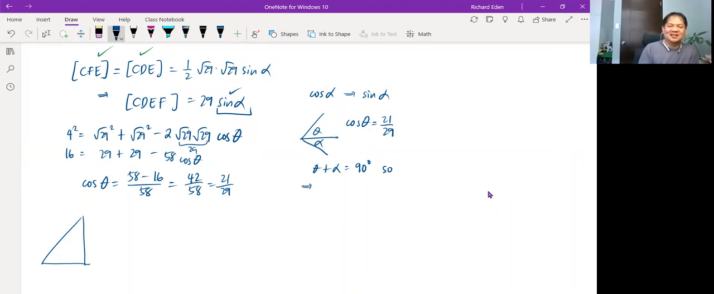So if theta plus alpha is 90 degrees, then what's the conclusion? Cosine theta is equal to sine of alpha. So sine of alpha must be 21 over 29 too. And so the area is literally equal to 21, exactly.